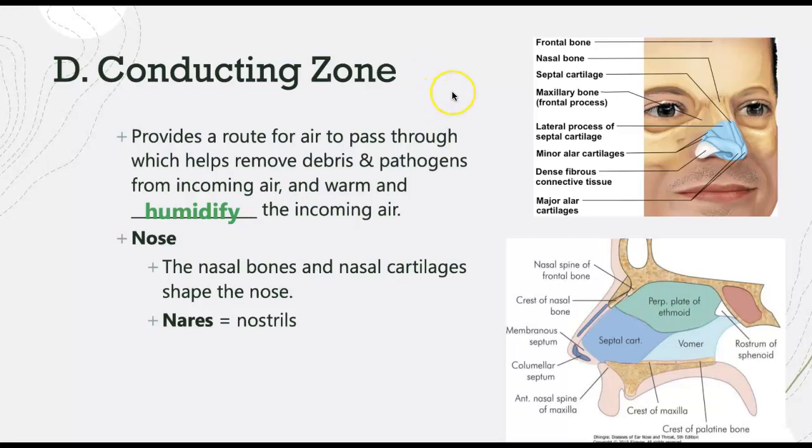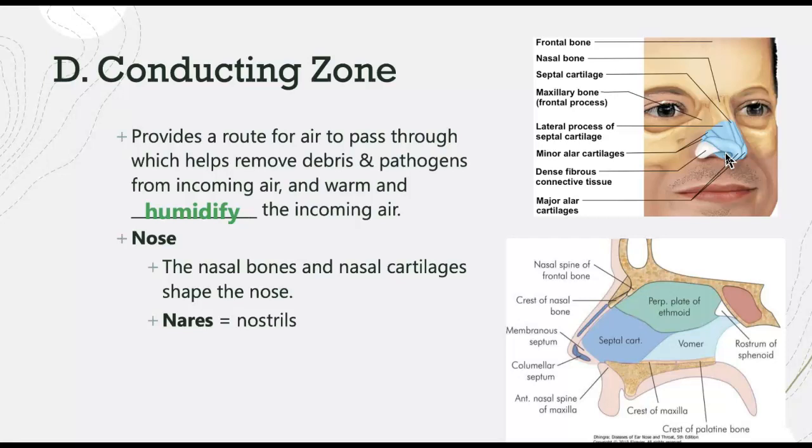But first, let's talk about how are we getting this air into our body. So the first way is through our nose. And we said that this is going to serve as a protective quality too, in allowing us to move that air in and remove some of the debris or any pathogens. And as that air moves in, we are going to warm and humidify it.